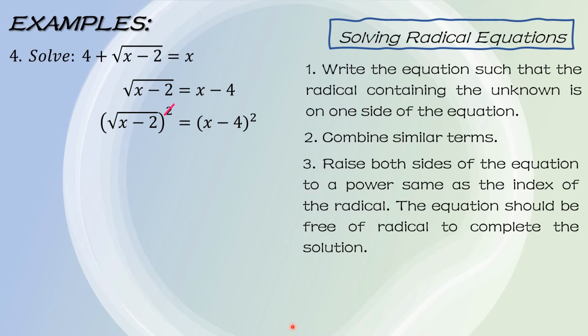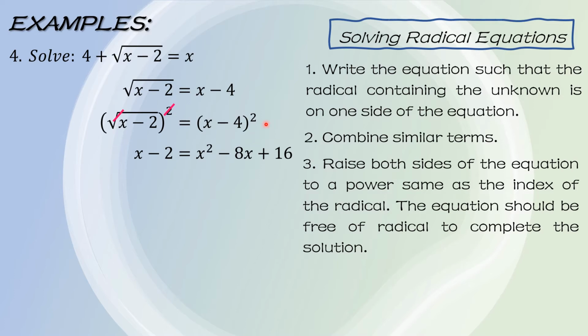Next is, i-cancel natin yung exponent na 2 sa left side and yung radical sign. Hindi tayo magka-cancel dito sa right side since wala tayong nakikitang radical sign. So, matitira na lang dyan sa left side ay x minus 2. And then, yung right side naman ay i-apply natin yung square of a binomial wherein we have to square the first term, 2 times the product of a and b or first and second term, and square of the second term. So, kapag sinabing square of the first term, that is x squared or x times x is x squared.